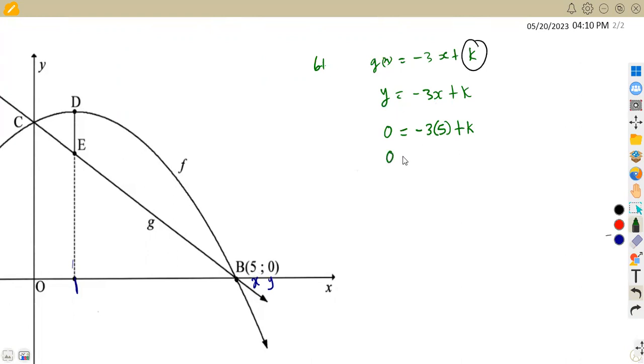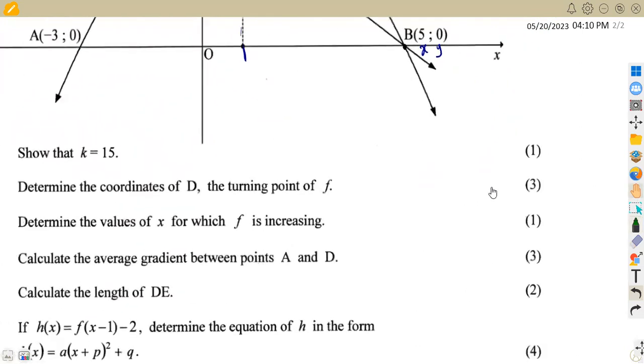So that's 0 is equal to negative 3 times 5, that's negative 15, plus k. We can transpose 15 to the other side so that it becomes positive. So that's 0 plus 15 is equal to k, which is 15. As you can see, our k is equal to 15, which is the part that we were asked to show.